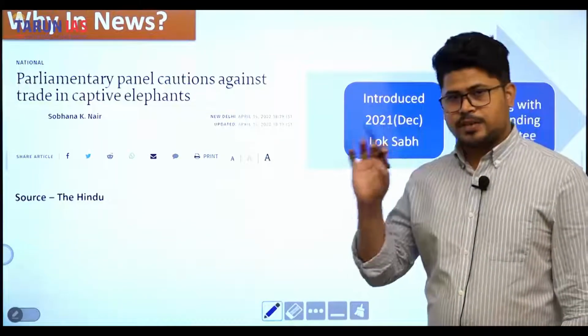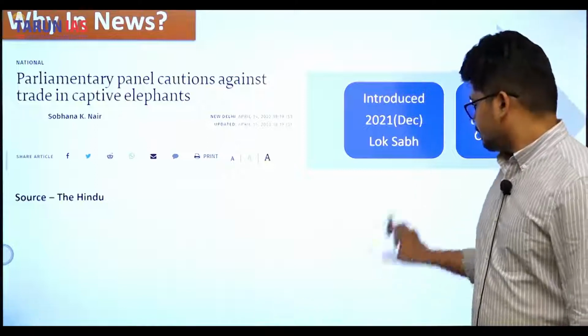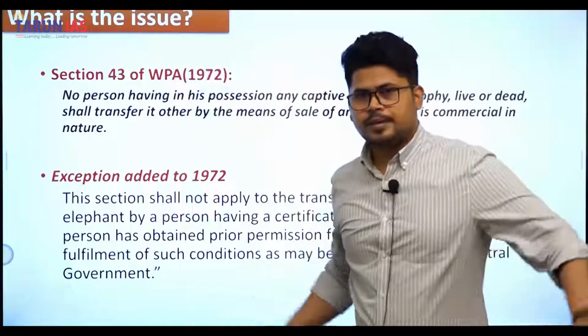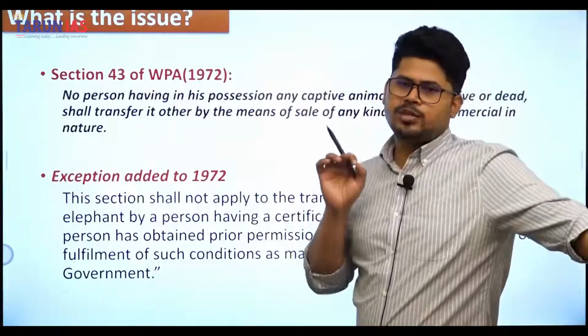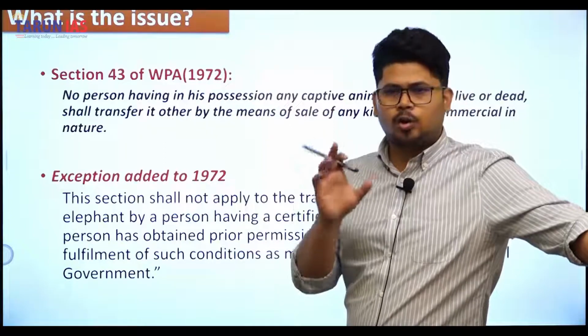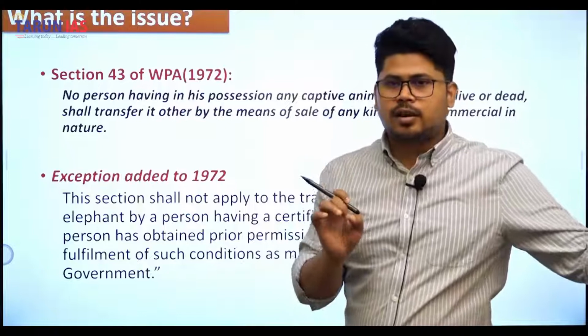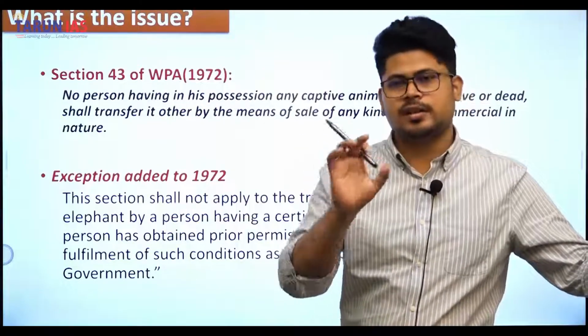But there is a specific clause. See what the issue is. Section 43 of WPA 1972 says that any person who is in possession of a captive animal or a trophy, meaning a hunted animal, shall not transfer it to any other person by a method of commercial transaction.